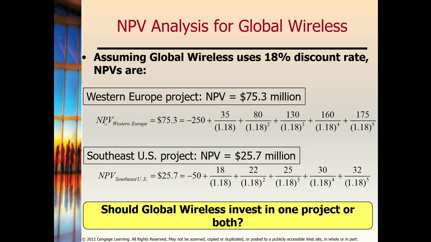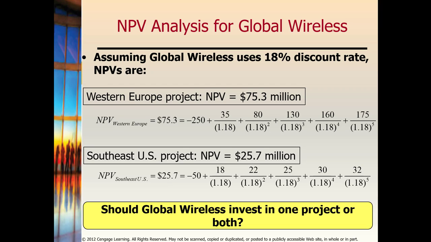In this project, the initial investment is $250 million, and this is all the future cash flow. The discount rate is 18%. Once we did the calculation, we found the net present value is 75.3. The second proposal is much smaller scale. Applying the same discount rate, we get a net present value of 25.7.